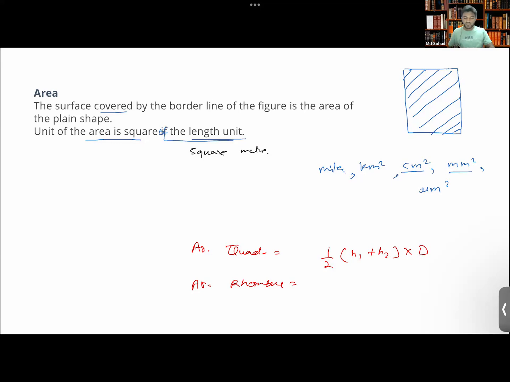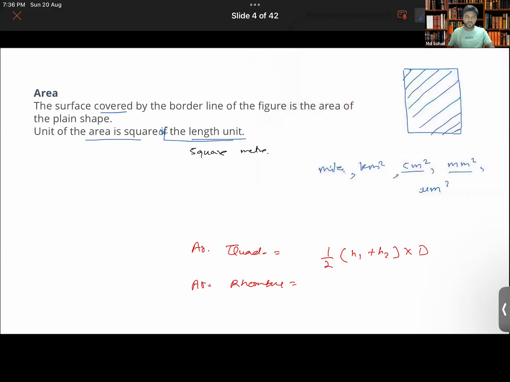Okay, let me add the formula. You were to use the diagonals in this calculation. Half multiplied by diagonal 1 into diagonal 2. Got it? I'm guessing you should revise the formulas at least.